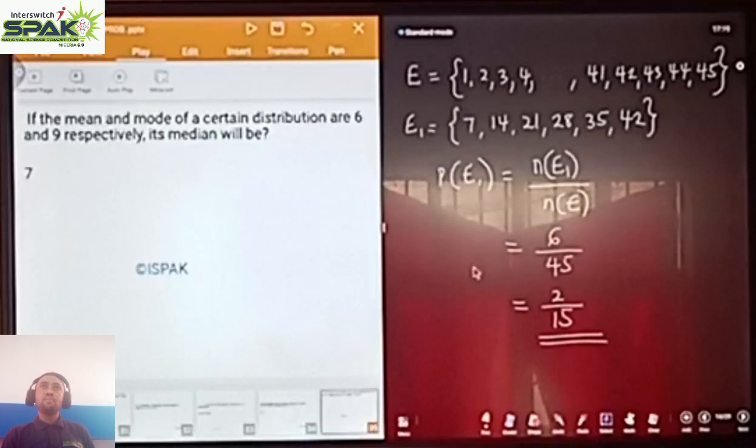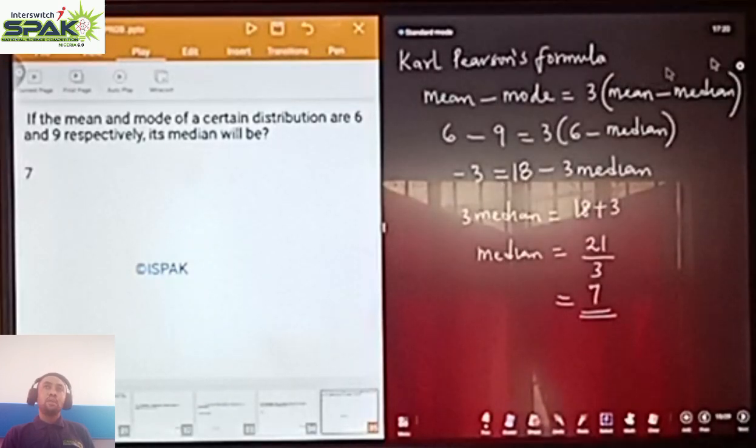Now, we are given that if the mean and mode of a certain distribution are 6 and 9 respectively, its median will be... Now, this aspect is talking about the formula called Karl Pearson's formula. So take note of this formula. Karl Pearson's formula says that mean minus mode is equal to 3 into bracket mean minus median. Just substitute. You can be asked to find any of these. Either you can be asked to find mean, or you can be asked to find mode, where you'll be given 2. Just take note of the formula.